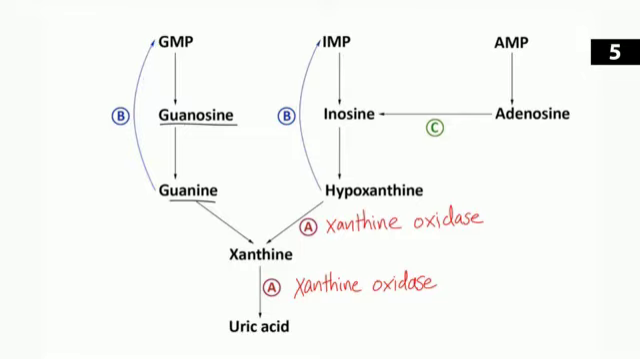Now, the point of this salvage pathway is not to turn purines into uric acid, but rather to salvage or recycle them. So enzyme B is an enzyme called HGPRT that can recycle hypoxanthine back to inosine, and it can also recycle guanine back to GMP. So HGPRT stands for hypoxanthine guanine phosphoribosyl transferase. It's a phosphoribosyl transferase. It transfers a phosphate group and a ribosyl sugar group onto guanine to make GMP.